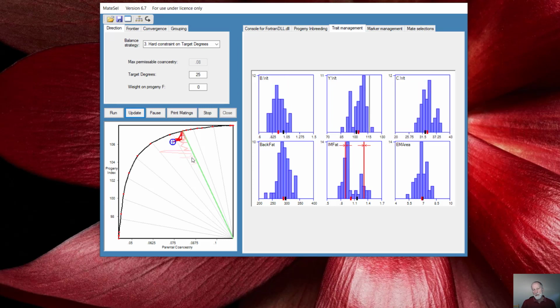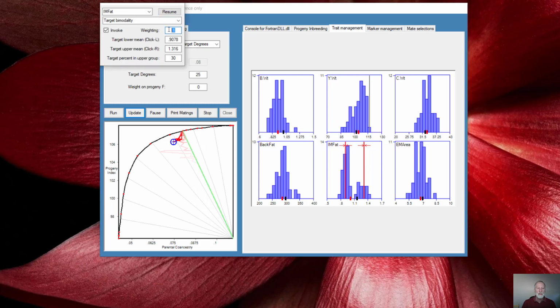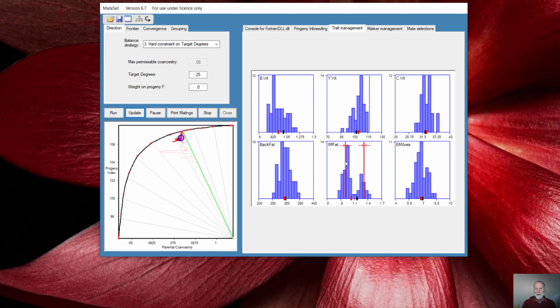And we could get a stronger level of bimodality if we put the weighting up. And all weightings in MateSel are set so that a value of 1 tends to give you a reasonable sort of starting point to go from. This might be too much compromise. You notice that we are to the left of the target degree lines. We're still legal. Let's say we want to put that weighting down a bit. Let me put it down to 0.25. We tend to make quite big changes in weightings to get a reasonable effect. So you'll see that the bimodality is probably softened a little bit, and we're much closer to the frontier. So that might be a judgment we make.